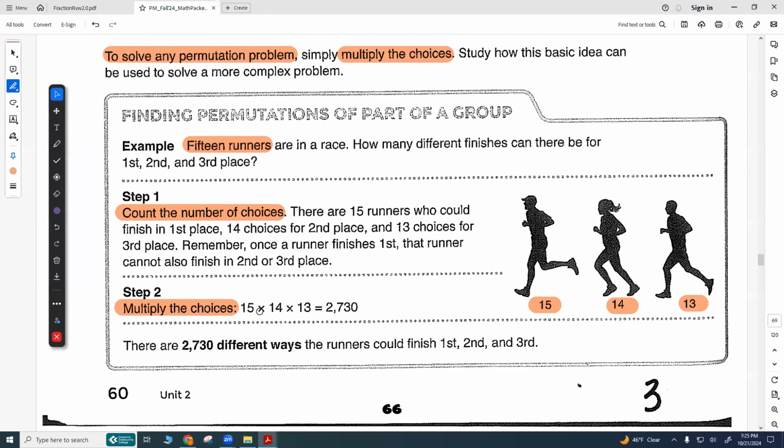So here, for first place, we take 15 times second place, 14 times 13, third place, and we get 2,730. So there are 2,730 different ways that the 15 runners could finish the race in first, second, and third places.